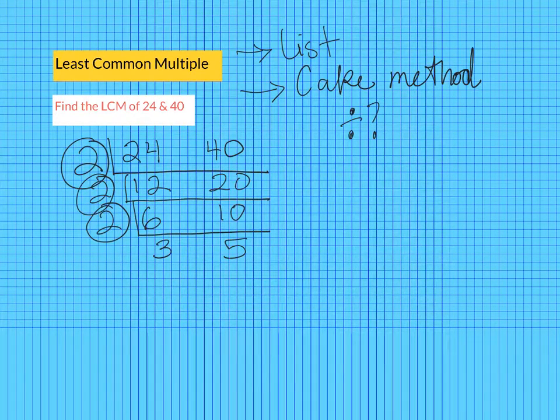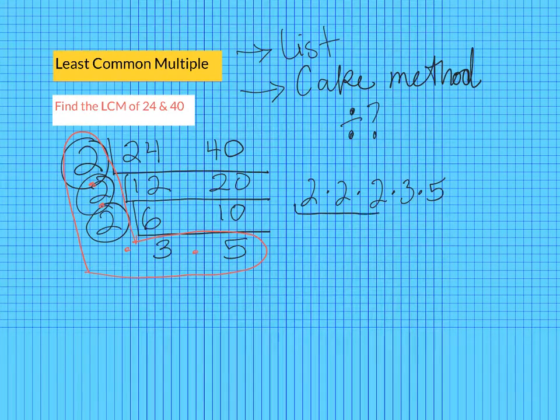Normally, I would only circle these 3 values to find my GCF. But with the cake method, I'm going to make an L for least common multiple. So I'm going to circle all of the factors on the left and all of the factors that remain on the bottom. And I'm going to multiply them together. So I'm just putting dots between them to remind myself that I multiply. So I'm going to do 2 times 2 times 2 times 3 times 5. And because I'm multiplying, I could do this in any order.